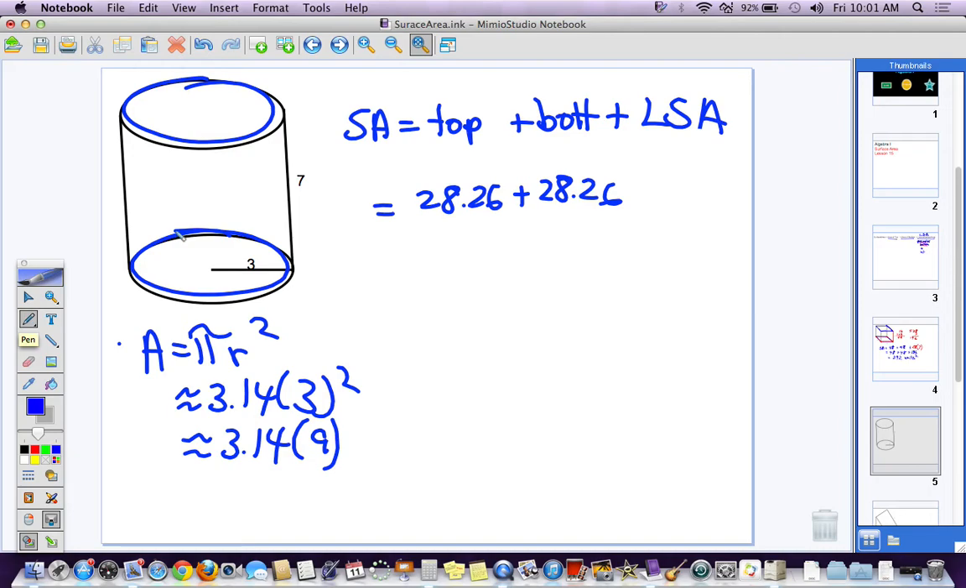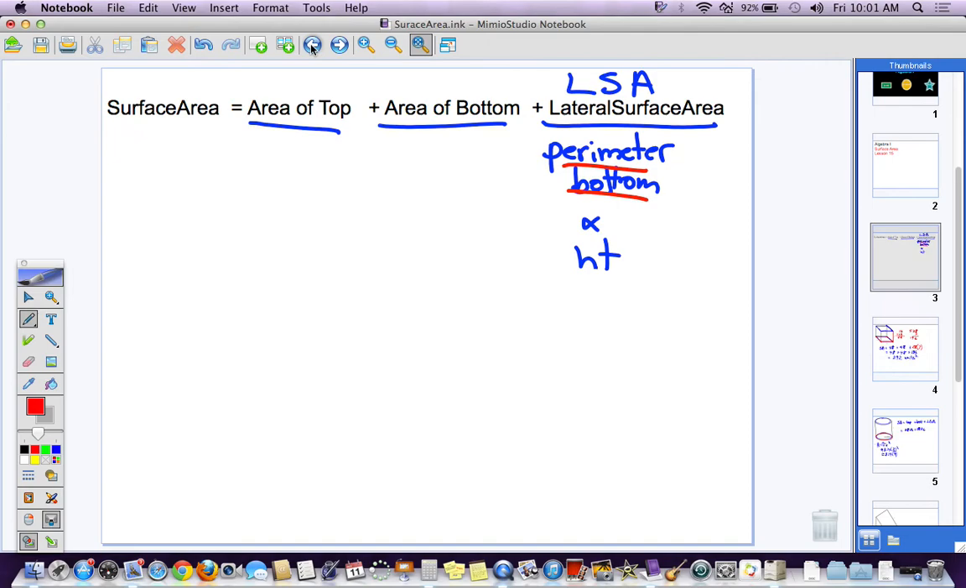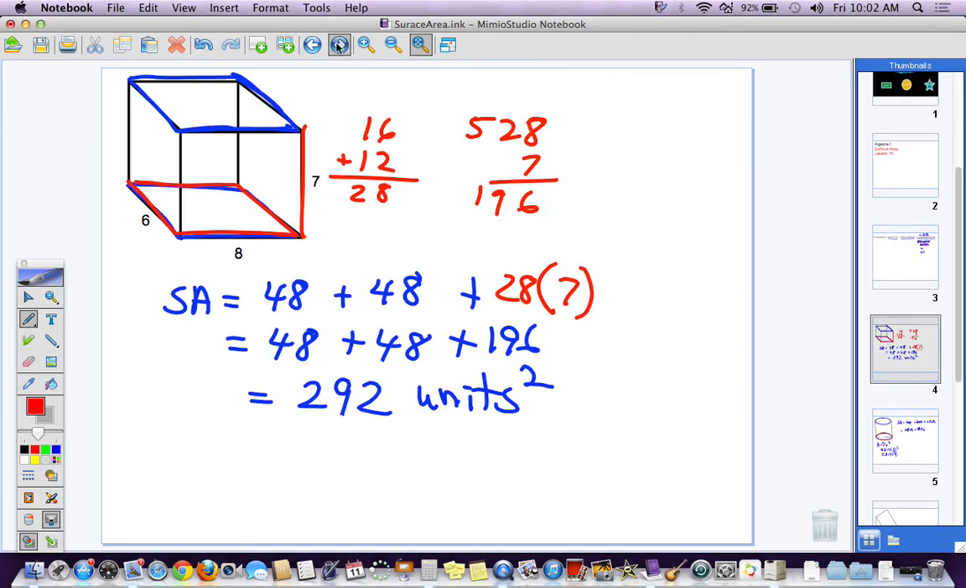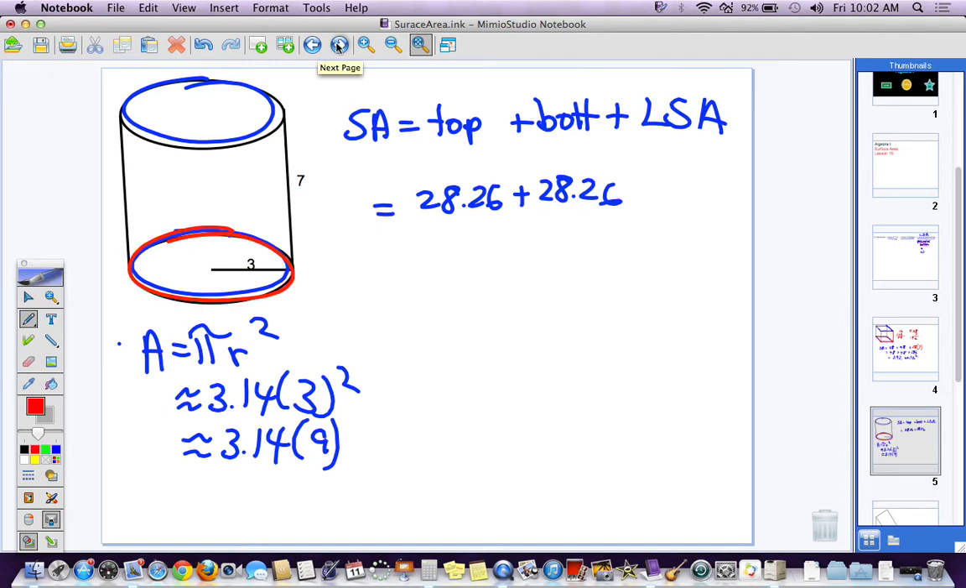Now I need to find the sides. For the sides, I'll put this in red. I need to find the perimeter of the bottom. Again, I'm referring back to that formula: lateral surface area is the perimeter of the bottom times the height. All right, so let's see, it's a circle.